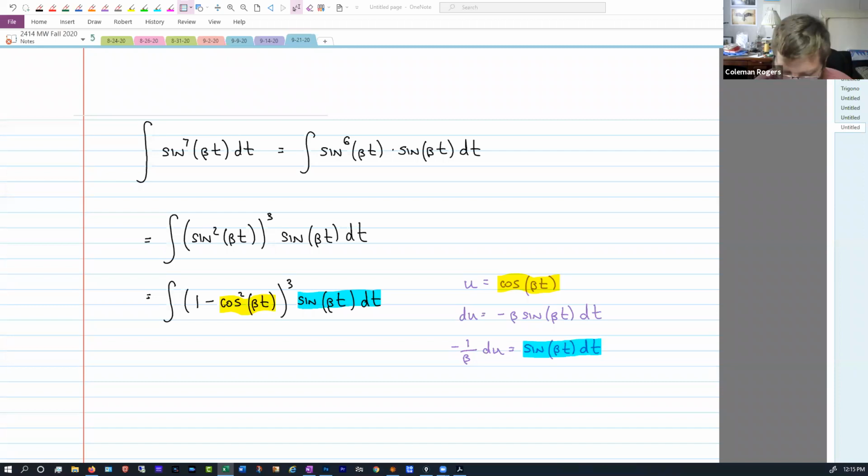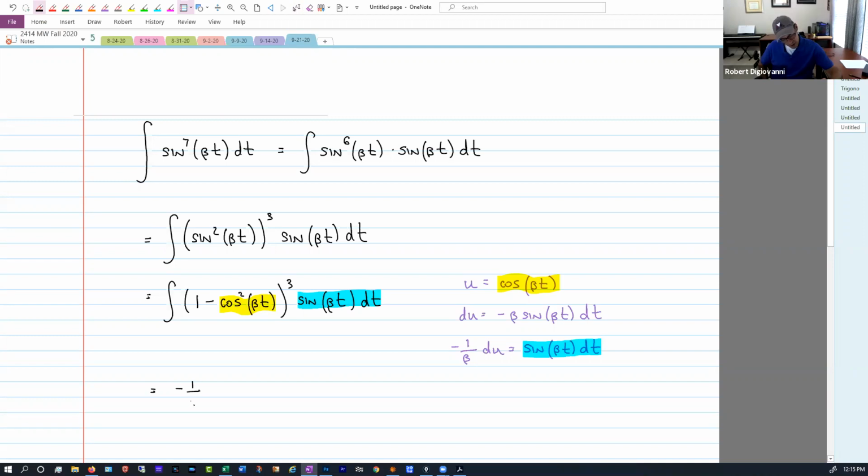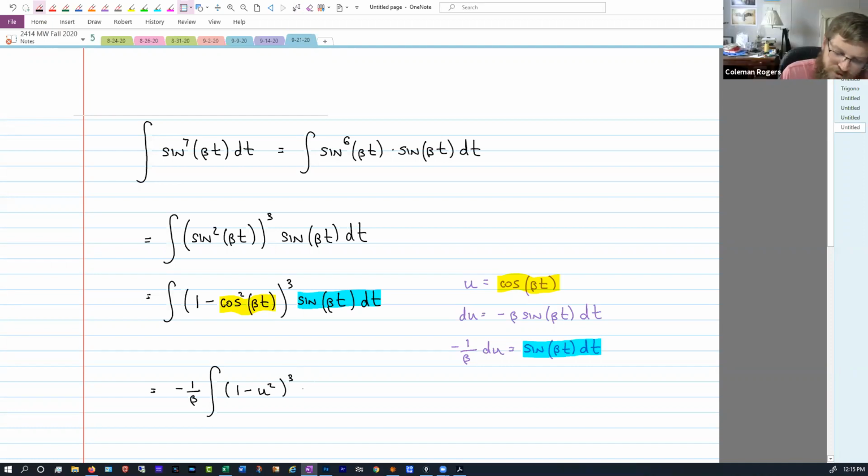All right. So you're just wanting the rewrite? Yeah, just what is the whole integral in terms of u? Okay, it'll be negative 1 over beta. So you pulled the constant out at the very beginning, good. And then it'll be 1 minus u squared, that to the third, and then times du. There it is, that's it, okay?